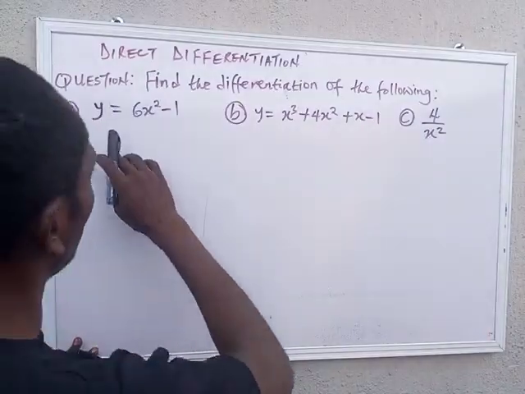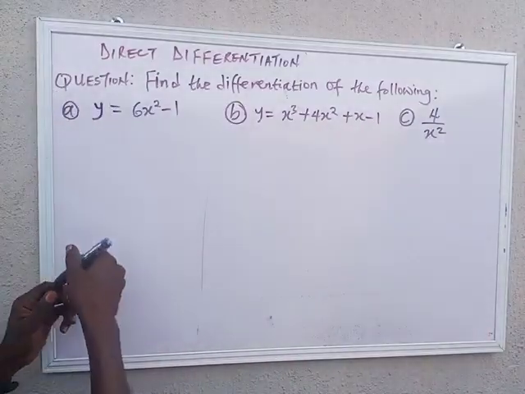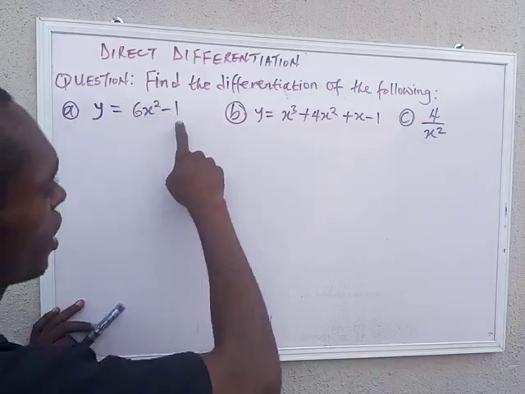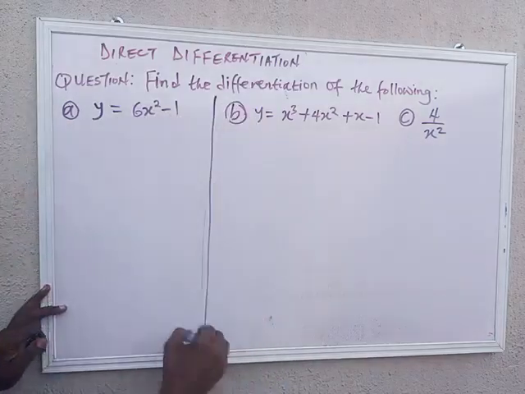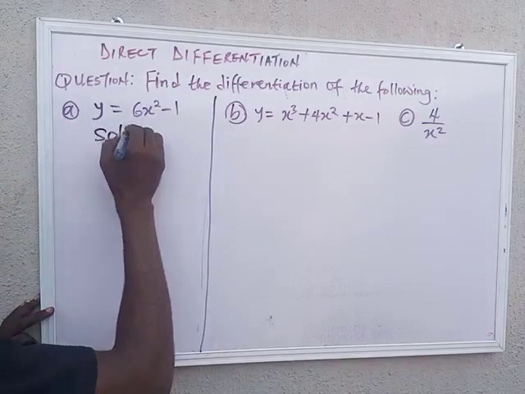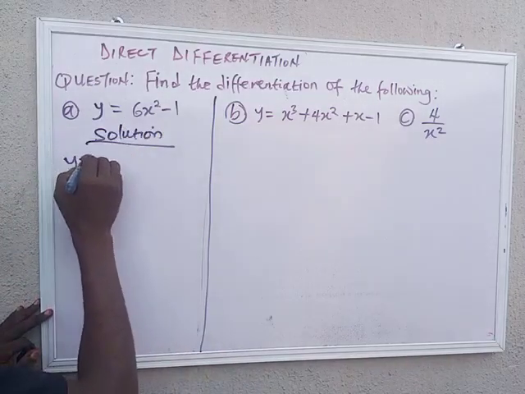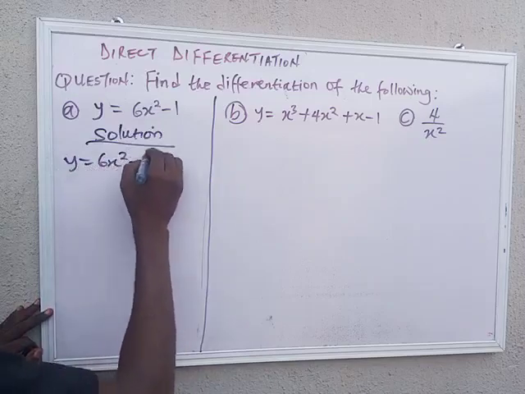So we have here, the first one is y equals 6x squared minus 1. So let's look at it. We have the solution. We have y is equal to 6x squared minus 1.